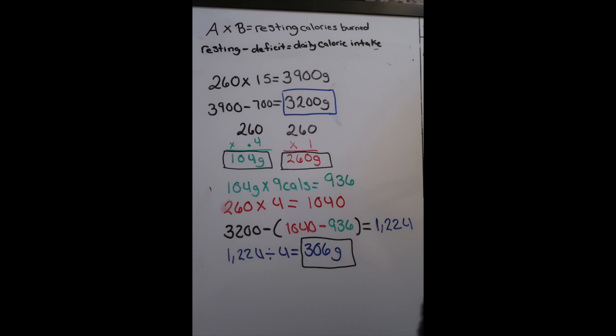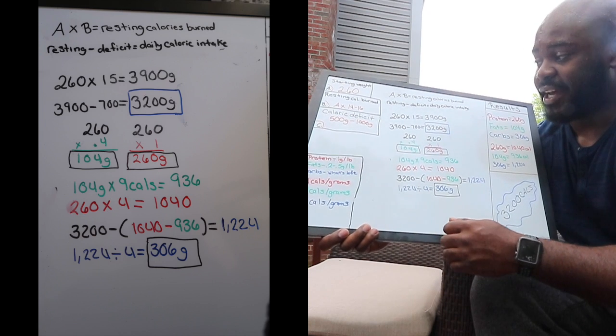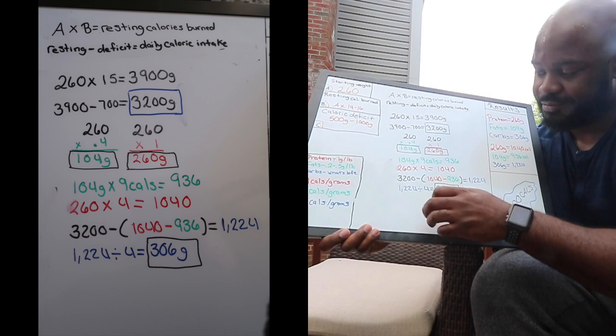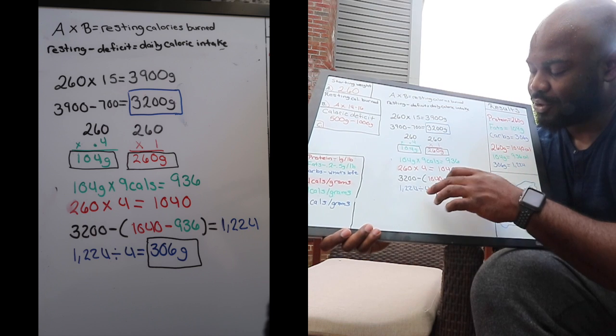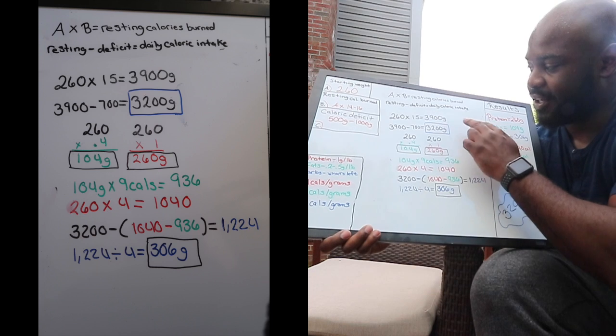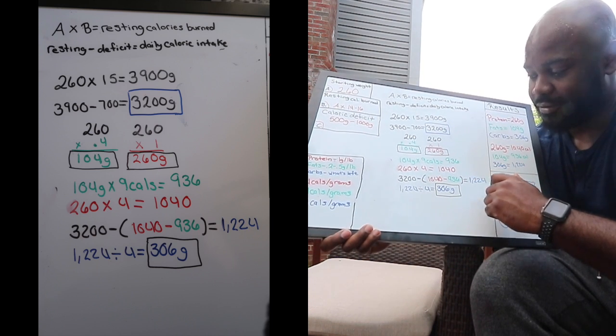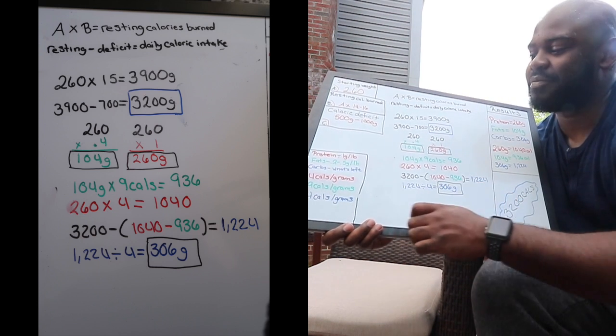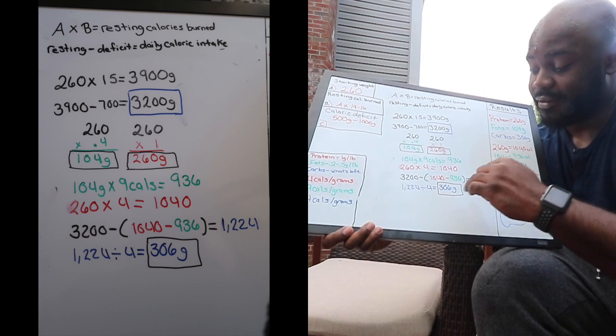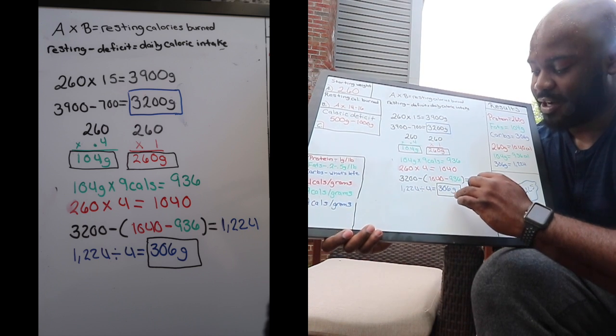To find your carbs, you multiply your 104 grams of fats by 9 calories per gram, and that equals 936 calories, which sounds like a lot, which really isn't. I'll show you later once I make my meal. Then protein is 4 calories per gram, so 260 times 4 equals 1,040 calories of protein. Then you take your daily caloric intake and subtract your protein and fat calories from it. Today I got 1,224 calories. Being that it's 4 calories per gram of carbohydrates, I divided by 4, which gave me 306 grams of carbs.